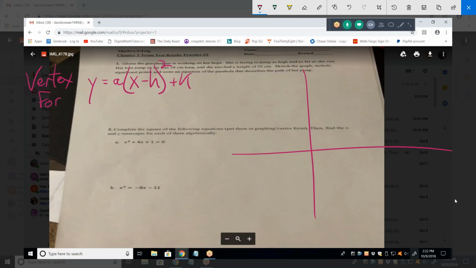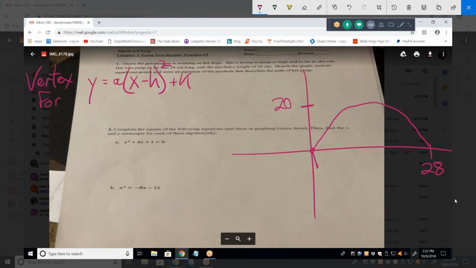So if I want to draw a graph, here's where she starts. She jumps and she comes down there, right? In other words, any parabolic motion is a parabola, so you can draw a perfect parabola. Well, what did it say? It said she's trying to jump as high, and she jumps 20 centimeters high. And she jumps 28 centimeters long.